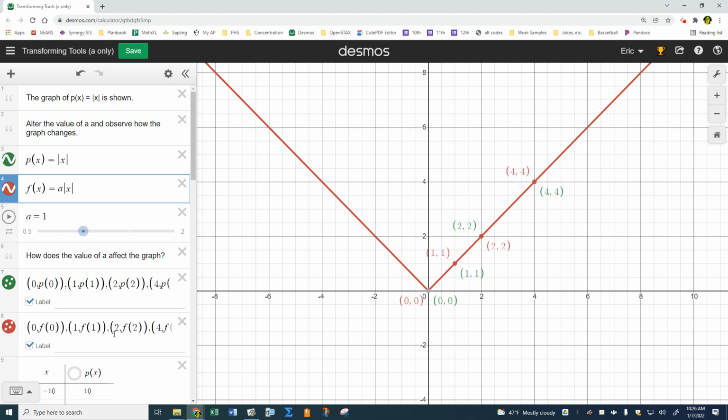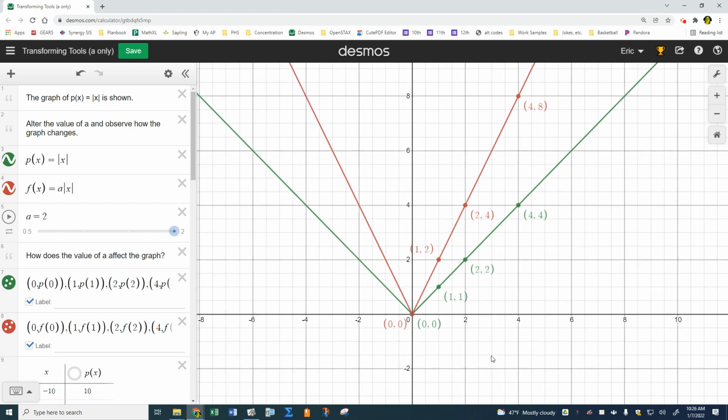Okay, but now you can make a prediction for me. What's going to happen if I change the value of a from 1 to 2? Watch what happens. It's the dilation factor, and what it's going to do is stretch the function vertically by a factor of 2. Now, I want you to look at the coordinates of those points.